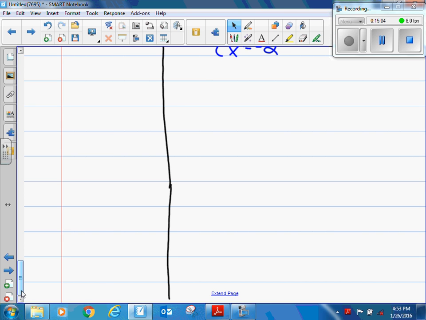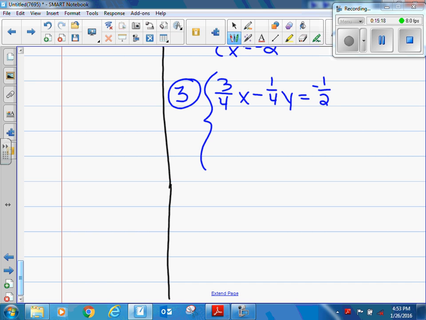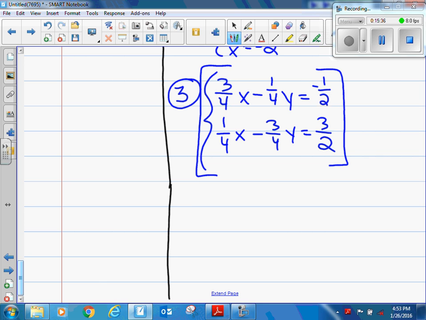Let's see. So I have the system 3/4 x minus 1/4 y equals -1/2, and then I have 1/4 x minus 3/4 y equals 3/2. All right, we got a whole lot of fractions going on here, but we know how to get rid of these fractions. We've done this before. So I'm going to multiply everything in my system. Every single thing in the system has to be multiplied by the same thing. I'm going to pick 4, obviously, because I got some 2's and 4's.